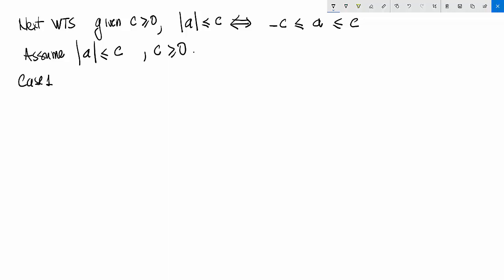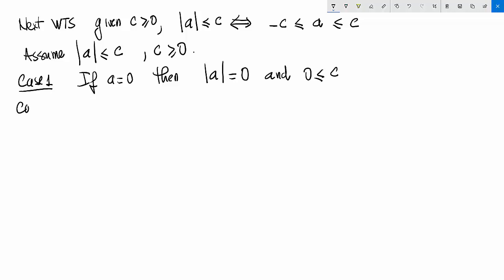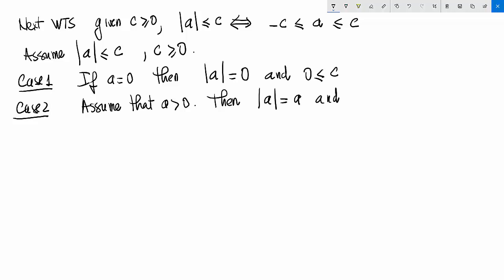Then for case 1, notice that if a is 0, then clearly the absolute value of a will be 0, and of course 0 is less or equal to c. Okay, for the second case, if a is positive, assume that a is a positive number, then the absolute value of a is itself a, and clearly a is less or equal to c, right? Because we can replace this quantity here by a.